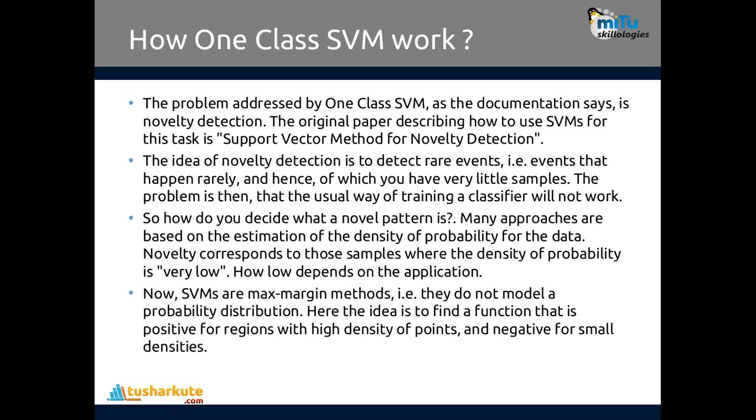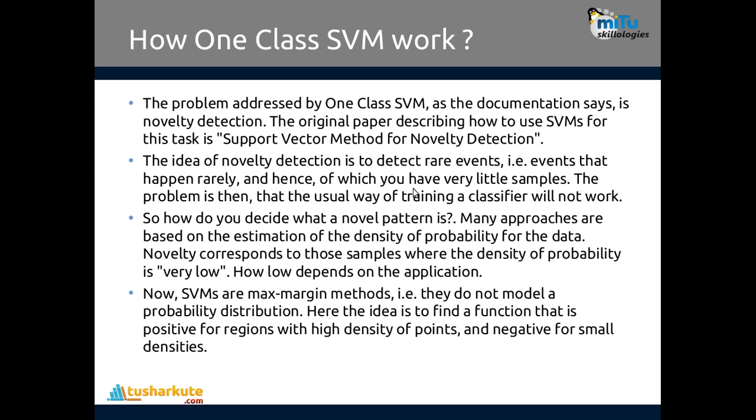The problem addressed by one class SVM, as per the documentation, is novelty detection. This is one of the documents we can find on Google also. They have mentioned the novelty detection technique that one class SVM has. The original paper describes how to use support vector machines for novelty detection. Novelty detection means they are creating a group of data which has some novelty inside it, and the group which is not selected is considered an outlier. That's why one class SVM is used for outlier detection.